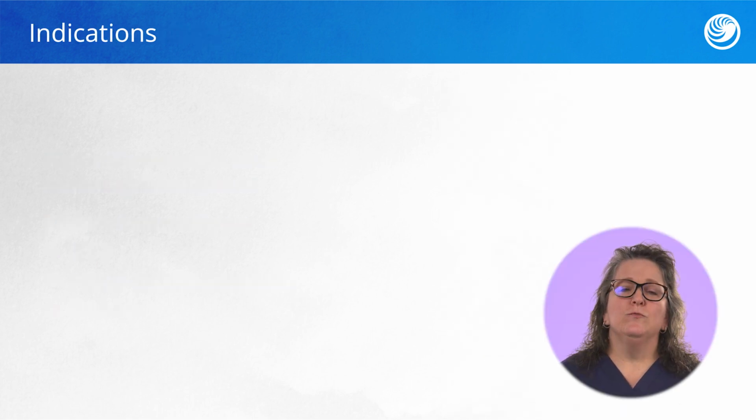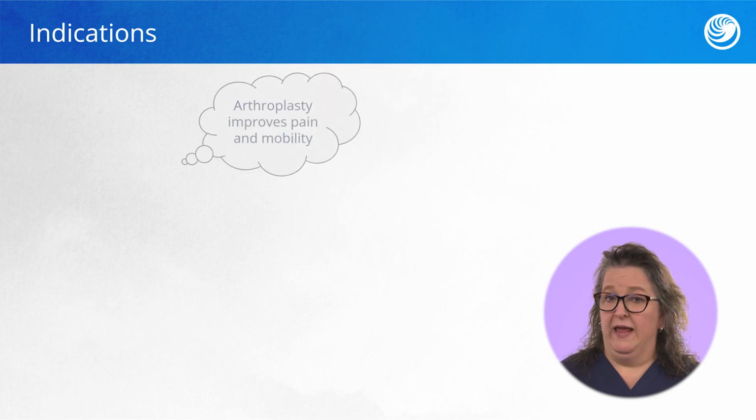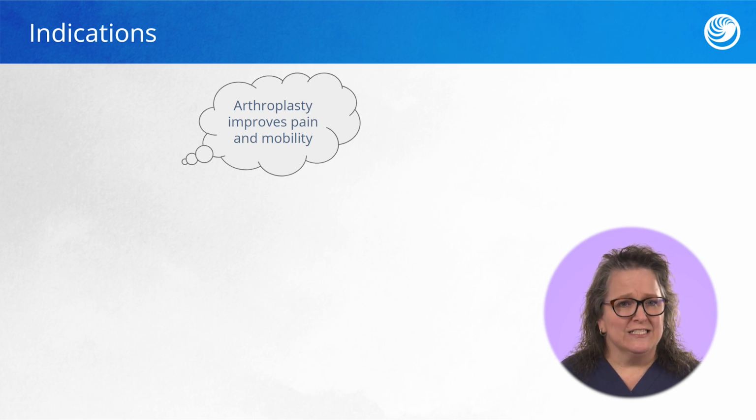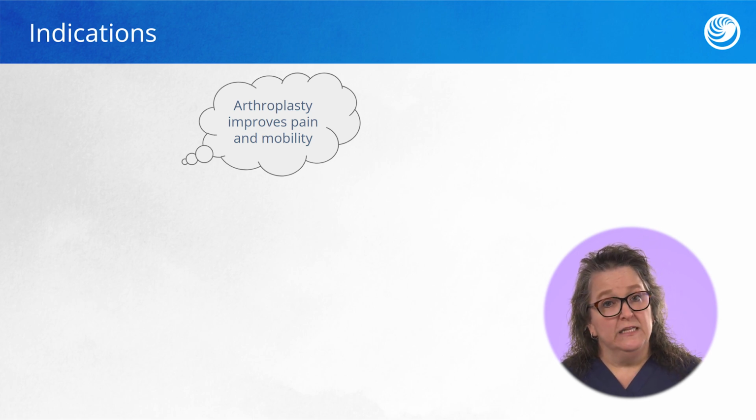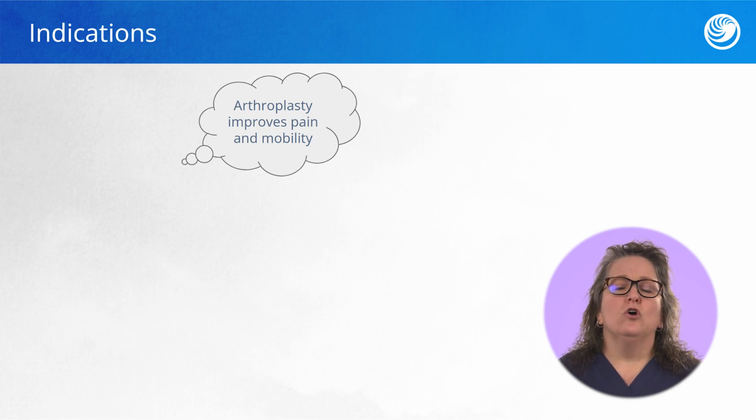Indications. Joint replacement is normally done for pain control and mobility improvement. The pain may have steadily increased and is now affecting the client's everyday life. Or the client's mobility may become limited and the client will seek out a solution. Causes of that pain and immobility include osteoarthritis.